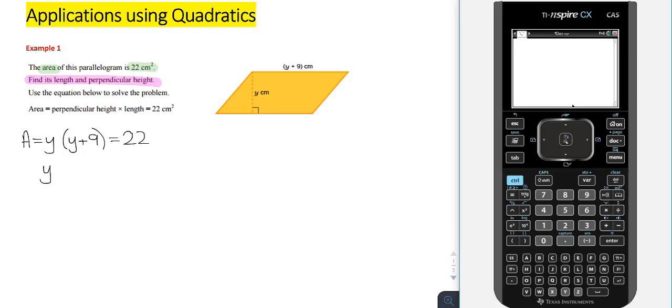Now, whenever I try to do any kind of null factor or solving, and I do want to solve, I want to know what y equals. I can't do that unless I've got everything on one side of the equation. So I'm going to expand this bracket and then minus 22 from both sides. And this is going to give me y squared plus 9y minus 22, and now it's equal to 0. So we're now in the format that we can use null factor.